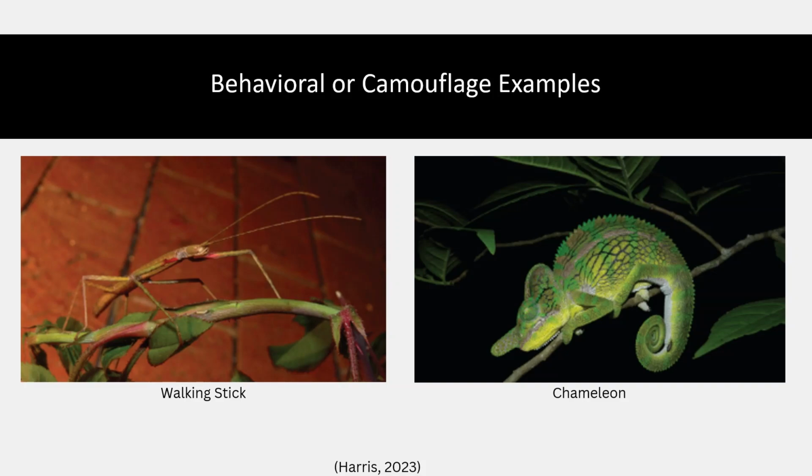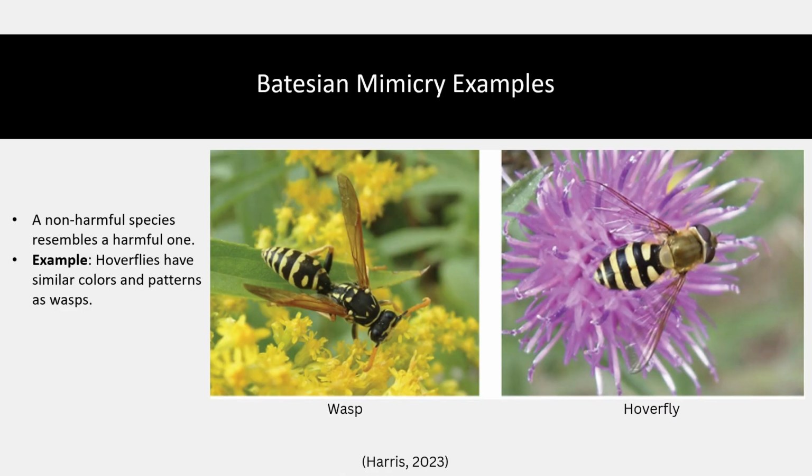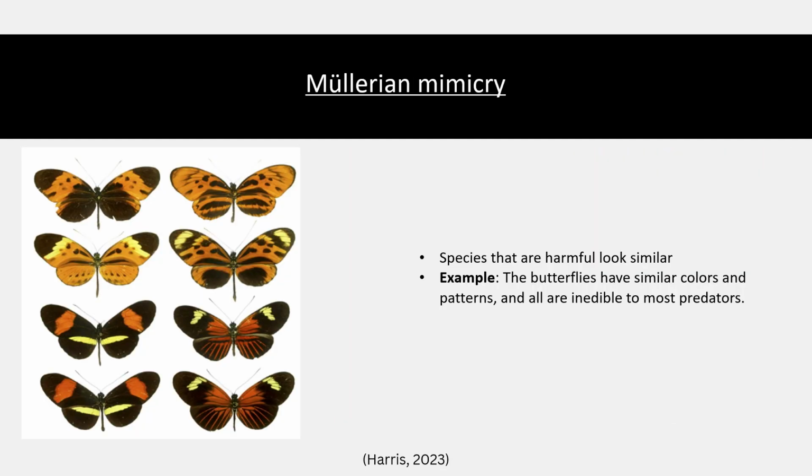We have Batesian mimicry, where a non-harmful species resembles a harmful one. In this case, we have a hoverfly that looks very similar to a wasp. And then we have Mullerian mimicry, where species that are harmful tend to look very similar. All of these butterflies have a red, black, and yellow pattern, and all are inedible to most predators. So if they try and eat them, they're probably going to just spit them out, but if they do eat them, it might make them pretty sick.